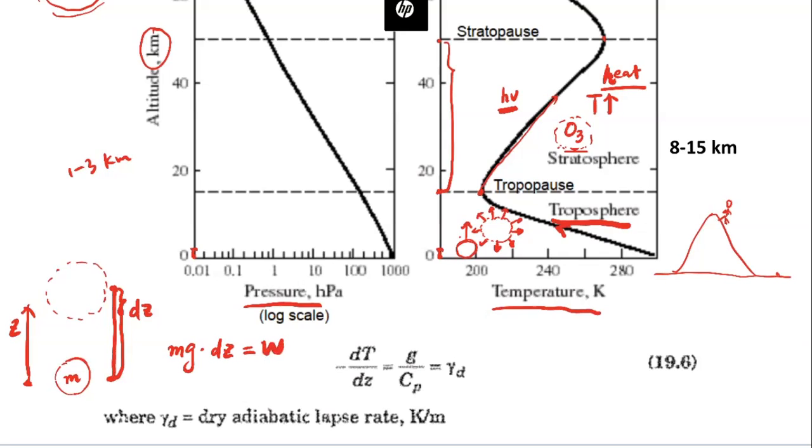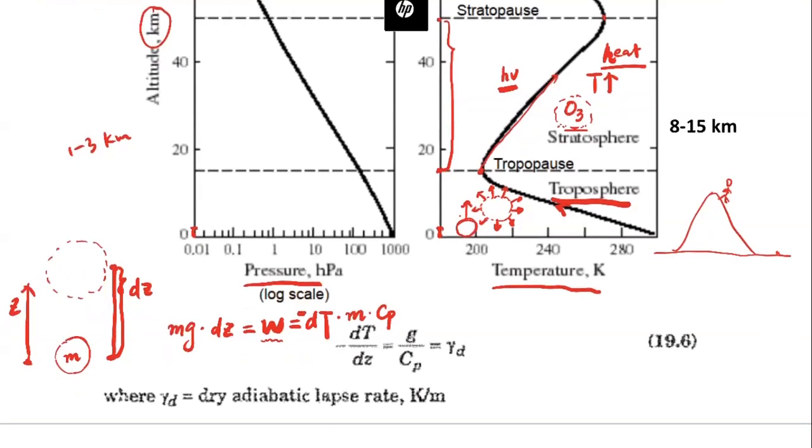We'll also mention that the work is coming from the internal energy. What that means is it's coming from dT multiplied by m multiplied by Cp. Cp is the heat capacity. So we can have this relationship here. And we also know that the temperature is going to decrease, so that's why we have to put a negative sign here.